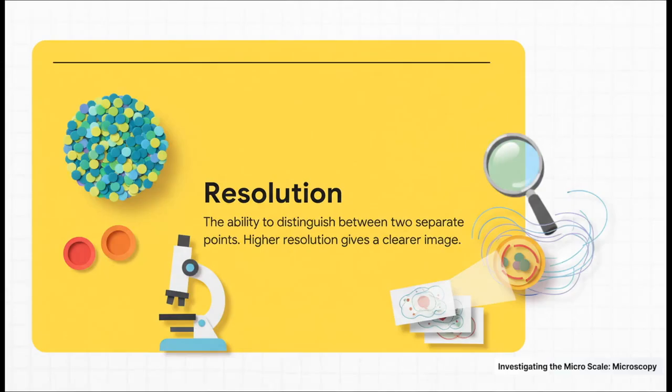But a huge image is totally useless if it's just a giant blur. And that's where resolution comes in. Resolution is all about the clarity, the ability to tell that two separate points are, well, separate. A high resolution gives you a super sharp, detailed image. This is really the main difference between our school light microscopes and the mega powerful electron microscopes that can see tiny things in crazy detail.